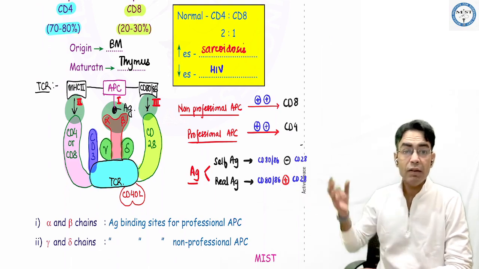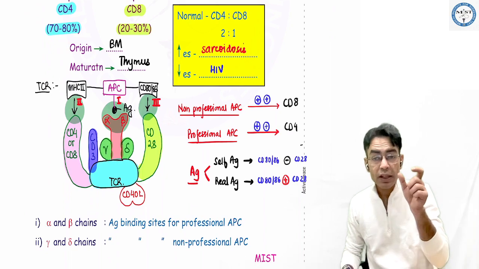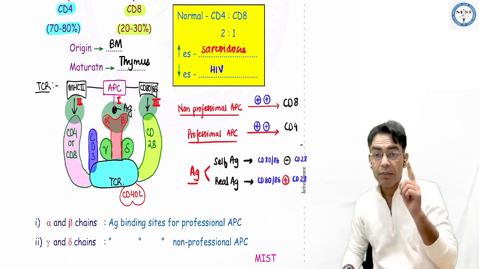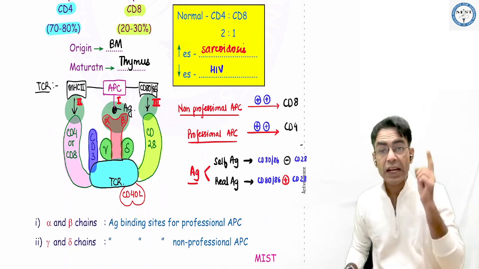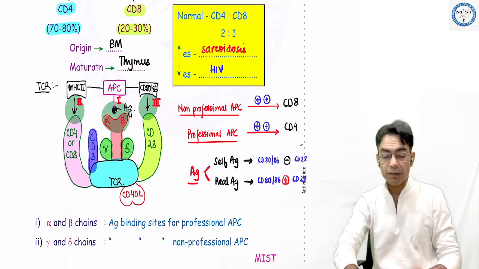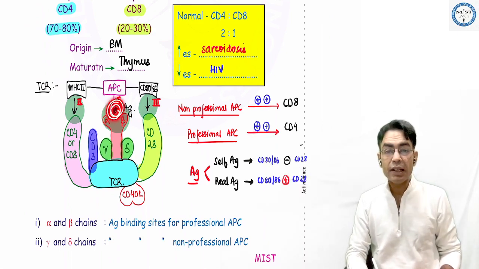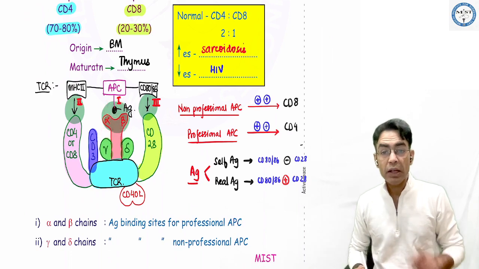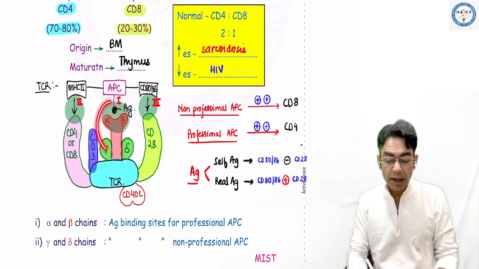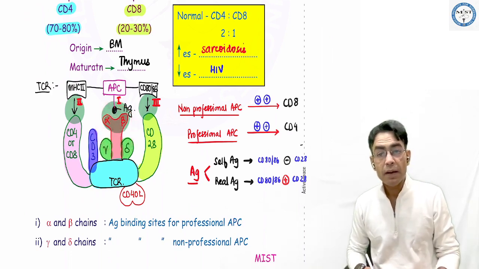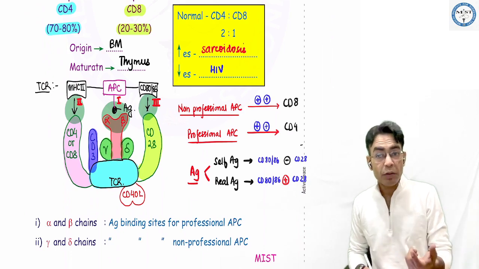So APC will take the antigen. Which chains will bind on a T cell? Alpha, beta, gamma, delta. If the APC is professional, then alpha, beta chains will bind with the antigen. अगर APC professional है, then this antigen binding will be alpha and beta. But if the APC is non-professional, then gamma and delta chains will bind. ठीक. अब how would you decide whether the APC is professional or non-professional?